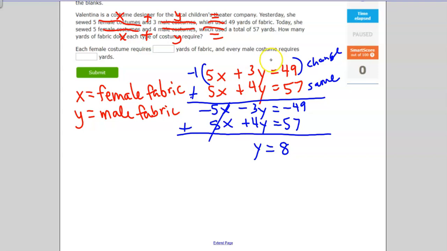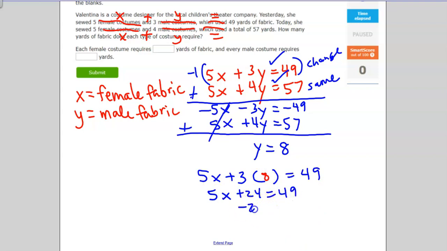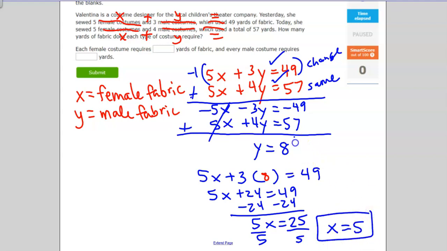And then I'm going to use one of my original red sentences here to find out how much it is for a female costume. So 5x plus 3y's is 49, and the y is equal to 8. So 5x's plus 24 is equal to 49. I'm going to subtract 24. And let's see, 49 minus 24 is 25. Divide both sides by 5. And a female costume uses 5 yards of fabric.